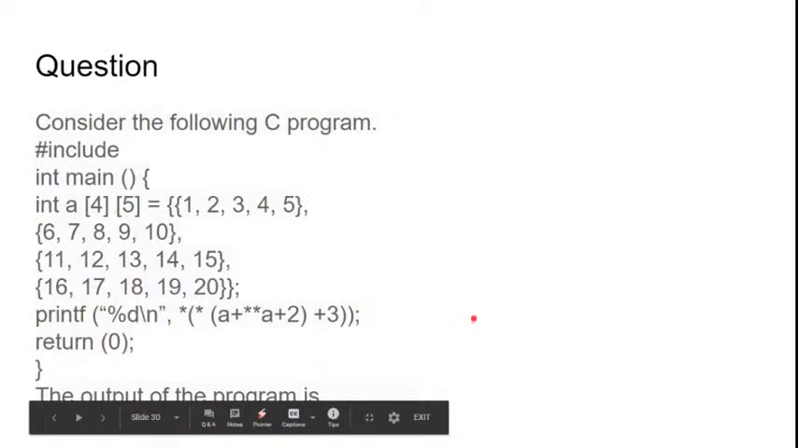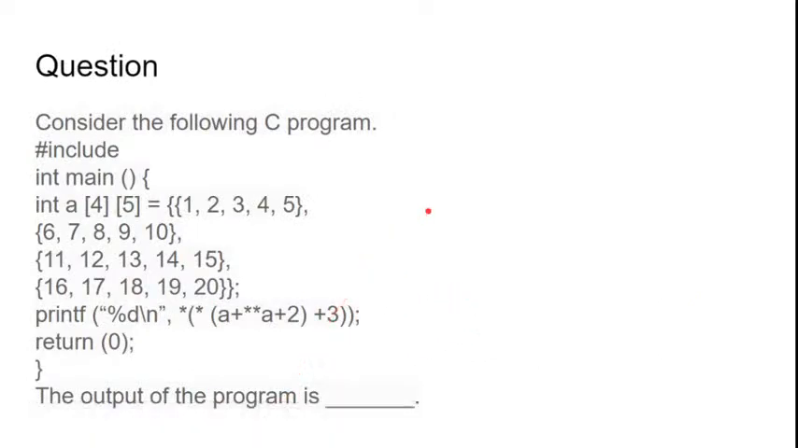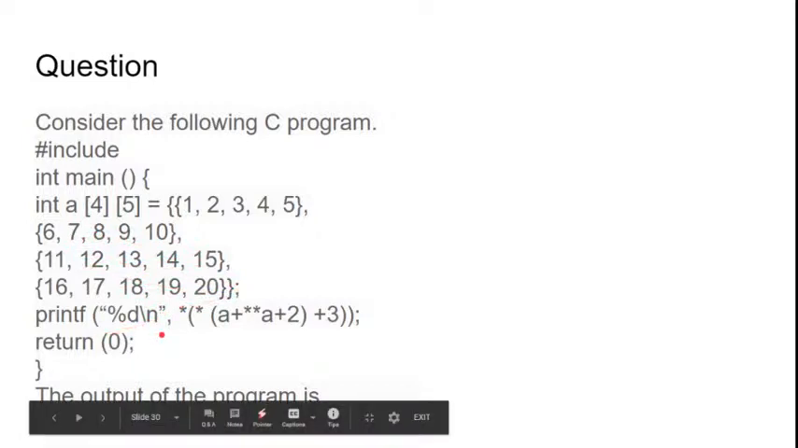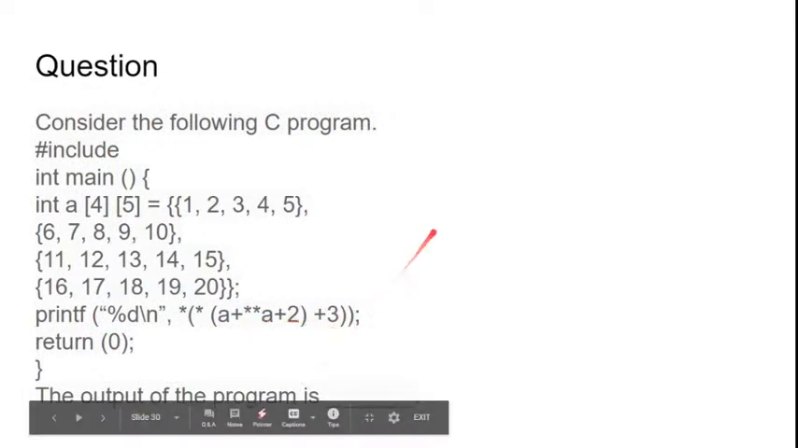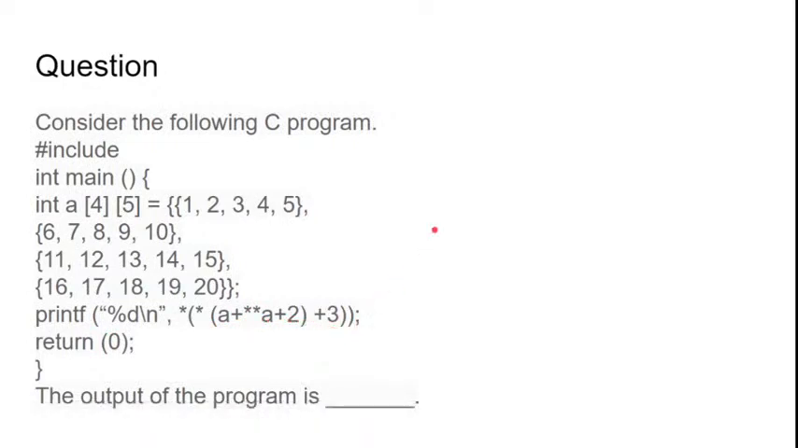Okay, consider one more example. Next, consider the following C program. It includes a two-dimensional array with the elements 1 2 3 4 5 6 7 8 9 10. The array is given, and printf of a plus star a plus 2 plus 3. What is the output of the program?